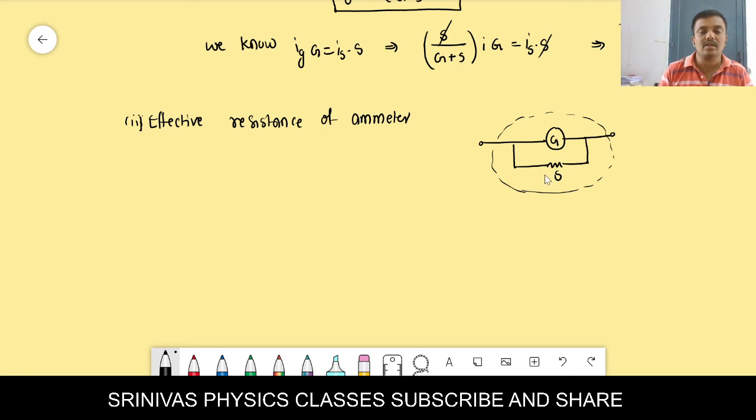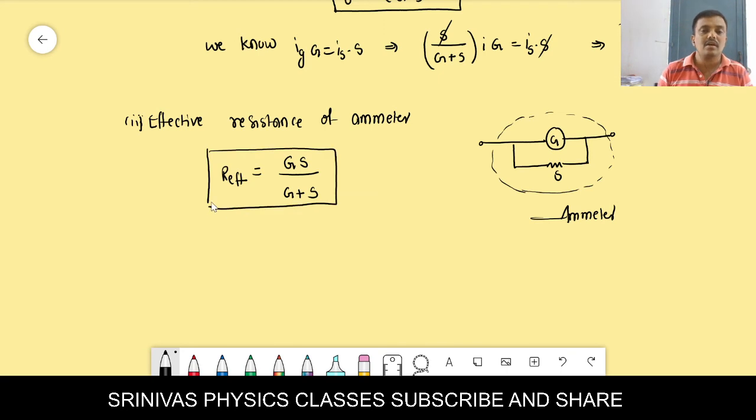In the ammeter here we have two things. One is the galvanometer and the other one is the shunt resistance. These two are connected in parallel. That is, the effective resistance of this galvanometer after converting into ammeter is G into S by G plus S, because they are in parallel, right? Completed. This is about the conversion of galvanometer into ammeter.